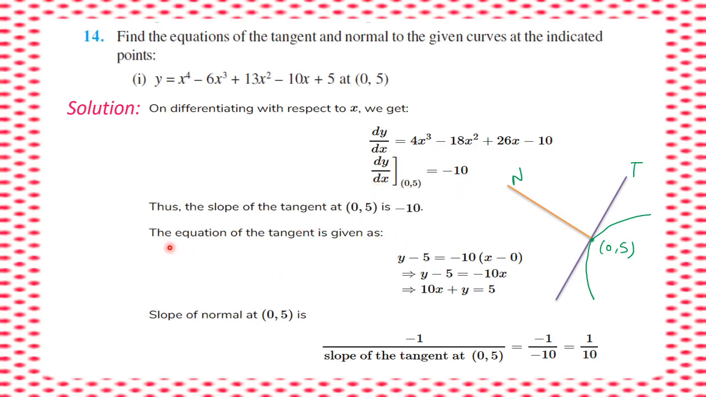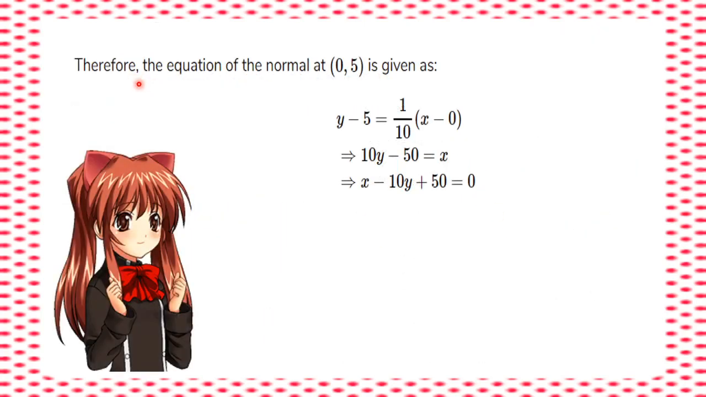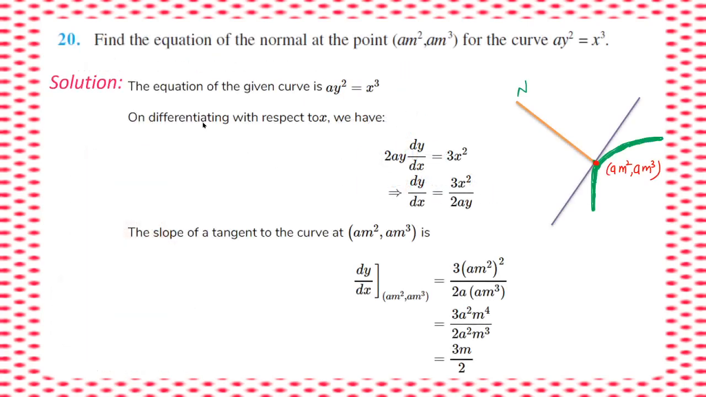Slope is minus 10. Now the equation of the tangent is y minus y1, meaning y minus 5, is equal to slope times (x minus x1). So this is the equation. Now the slope of the normal is negative of the reciprocal of the slope of the tangent. So it will be 1 by 10. So the equation of this line will be y minus y1 is equal to slope. Now we are finding the equation of the normal, so we will use the slope of the normal, that is 1 by 10, into (x minus x1), that is x minus 0. So this is the equation of the normal.